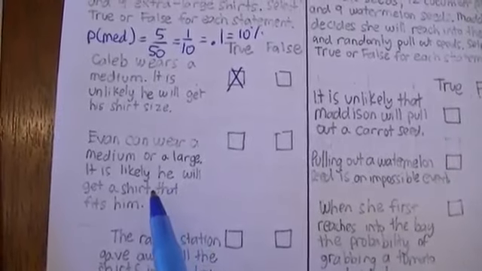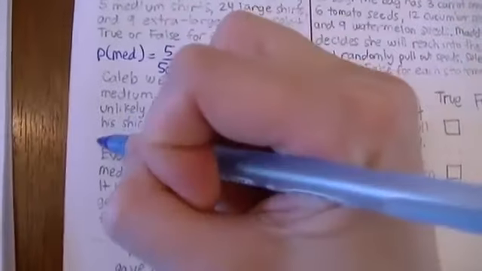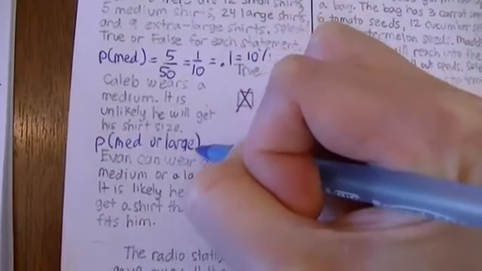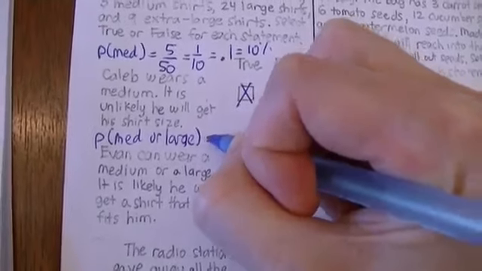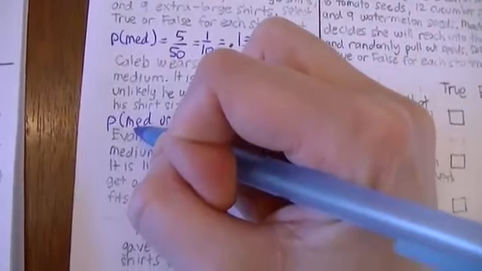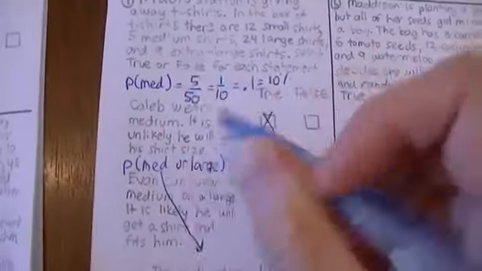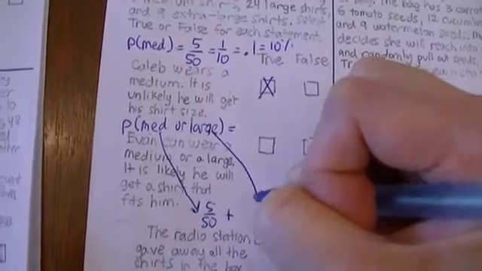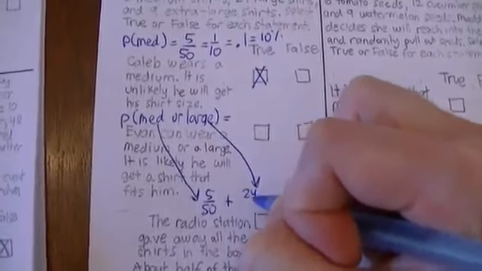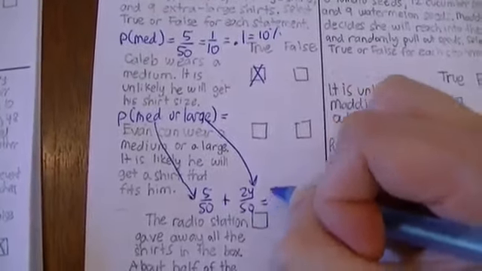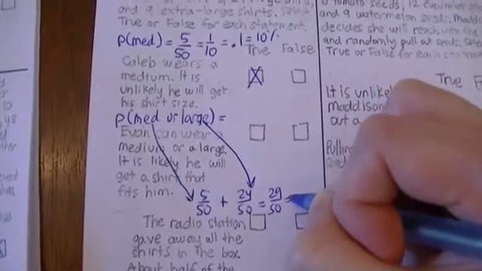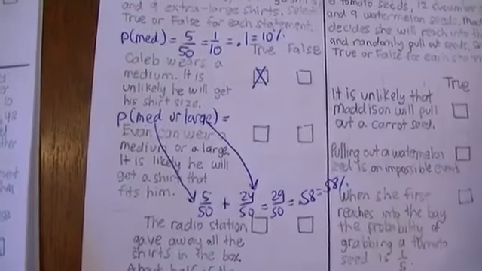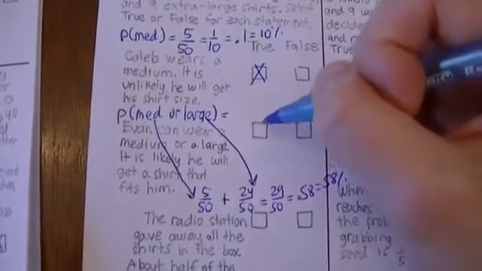Evan can wear a medium or a large. It is likely he will get a shirt that fits him. So, the probability of a medium or large. The probability of him getting a medium is 5 out of the 50, plus the probability of him getting a large, 24 out of 50. 5/50ths plus 24/50ths is 29/50ths, and 29 divided by 50 is 0.58, which is 58%. So yes, it's likely, because it's over half. So this is a true statement.